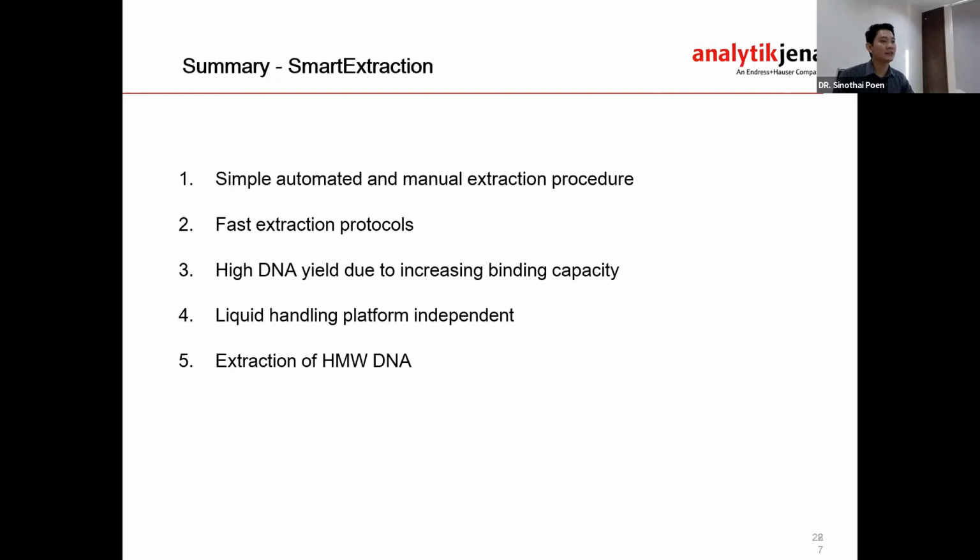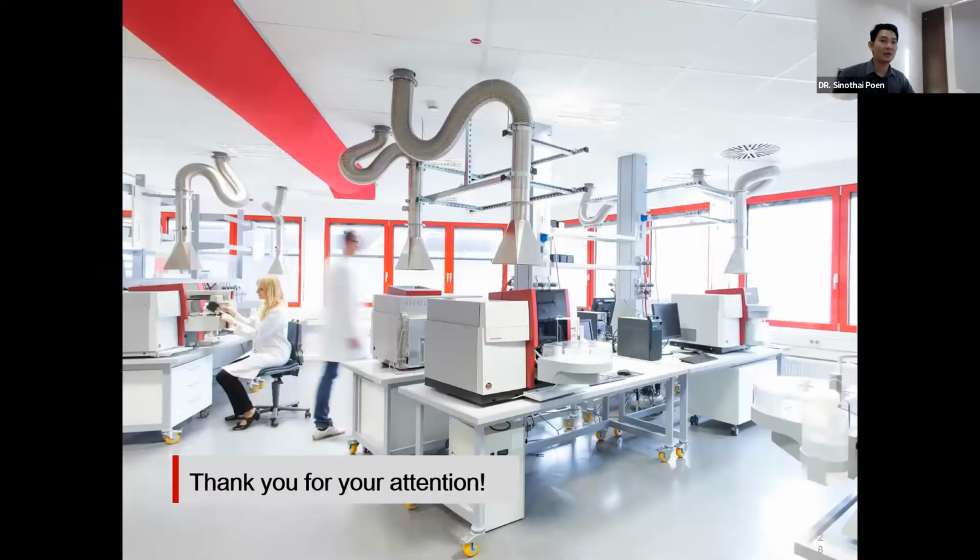And the technology is liquid handling platform independent, so there is a possibility to use smart extraction on other platforms. Also, smart extraction yields high molecular weight DNA from the extraction. I would like to thank you for your attention, and I hope to address some of your questions if you may have. Thank you.